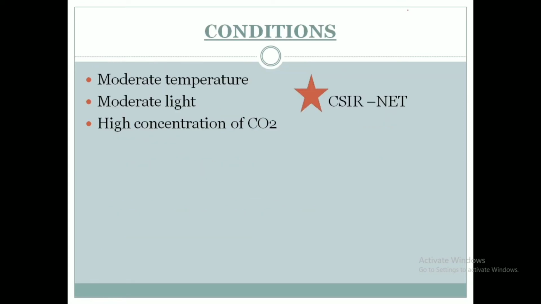So let's talk about the conditions in which the Calvin cycle operates. The first condition is moderate temperature. Then we have moderate light and also a high concentration of carbon dioxide. This high concentration of carbon dioxide results in Rubisco working as a carboxylase. I have star marked CSIR NET here because this question has been asked previously.